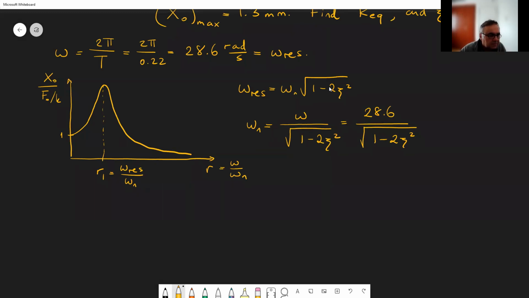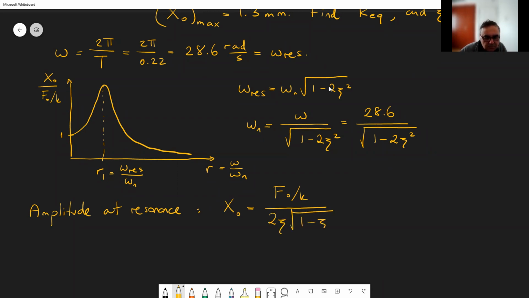Also, we know the following. Amplitude at resonance is x0 is equal to, if you remember, this is what we had found the last time, 2 zeta times 1 over the square root of 1 minus zeta squared. Now, what do we know? We know this, this is unknown, zeta is unknown. We don't know zeta either.